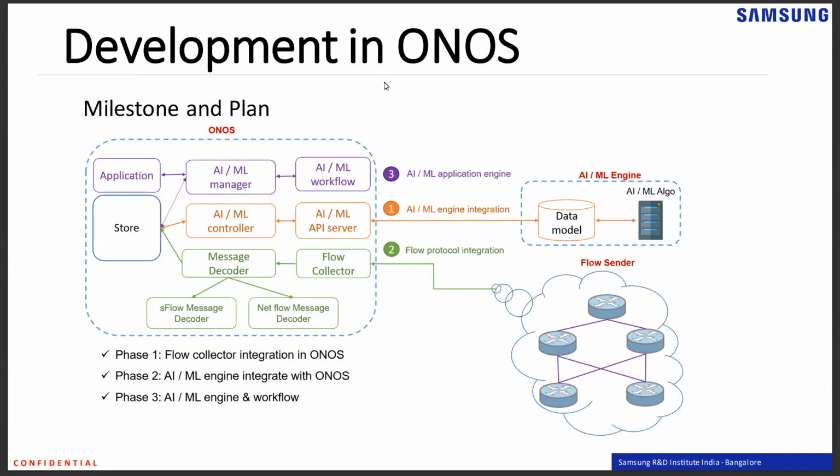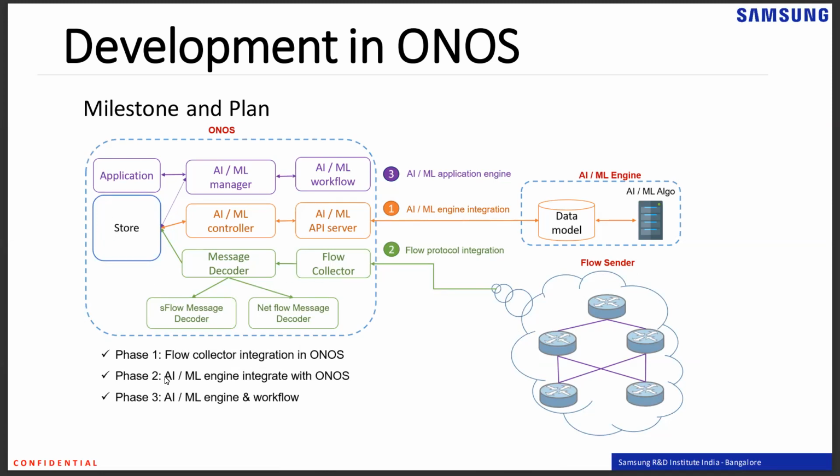So let's get started. In continuation with what SRIB presented on 20th of April 2022, the AI assisted automation framework proposal, we have done some work in continuation of that proposal, and this is the development plan that we have come up with. Our plan is in 3 phases. Currently, phase 1 is for the flow collector integration in ONOS, where we are going to collect the flow information from the exporters. Basically, these are the routers and switches in the network, and we will collect it, we will parse it, and we will store it.